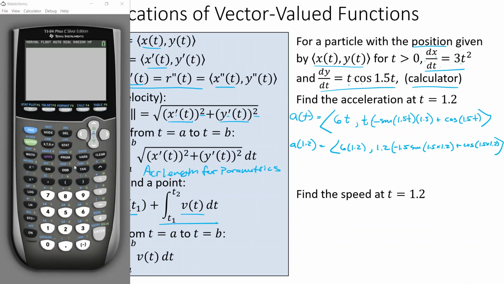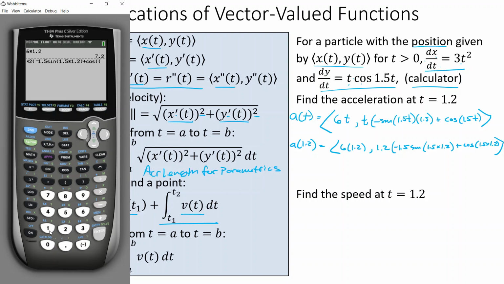All right, there's my calculator, and I can just type in each part separately. I can do 6 times 1.2, and there's the first component. For the second one, I'm pretty sure I'm already in radian mode, but yeah, I am in radian, cool. So we'd have 1.2 times negative 1.5 sine, for the first one, sine of 1.5 times 1.2, plus cosine of 1.5 times 1.2.